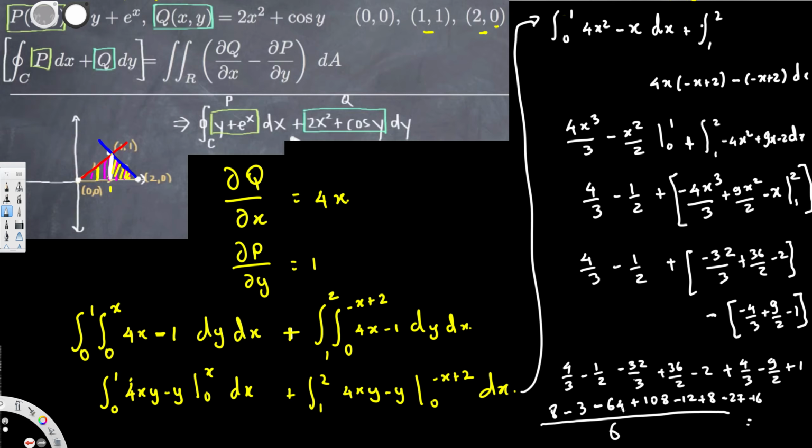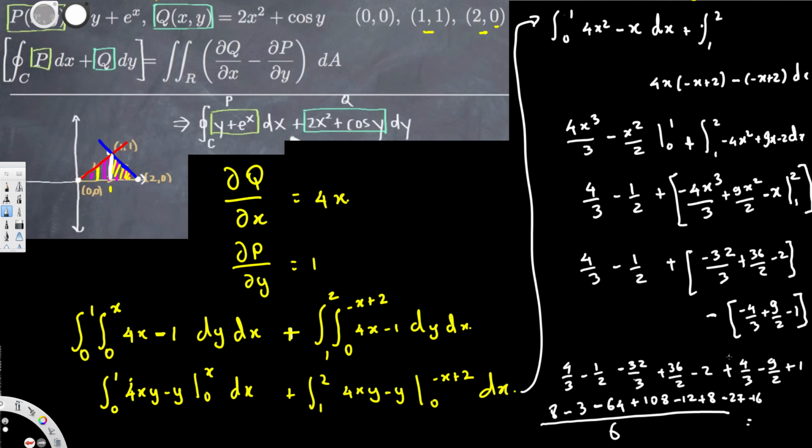Now let's add them together. 8 minus 3 is equal to 5, 5 minus 64 is going to be negative 59, negative 59 plus 108, that's going to be 49. Wait, that's 59, right? Okay, let's check this value. 8 minus 3 minus 64 plus 108. Okay, it seems like there's a mistake here. Let's see what that mistake is.